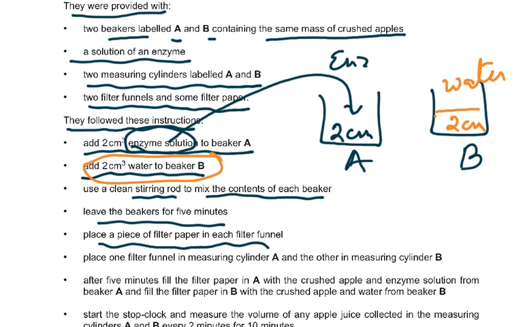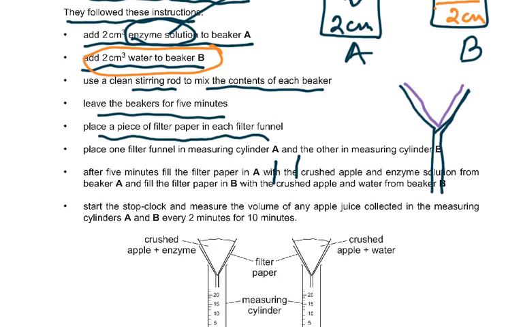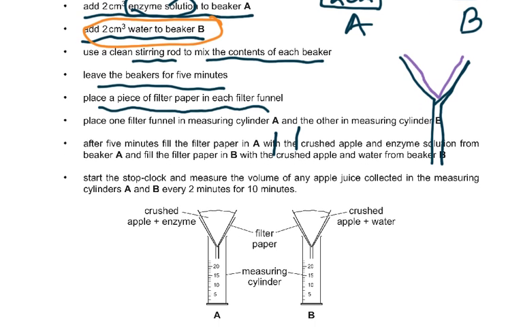Place a piece of filter paper in each filter funnel. So you take a filter paper and you put it here in the funnel. And now this is the funnel here, and you've added the filter paper. Place one filter funnel in measuring cylinder A and the other in measuring cylinder B. So we've got this here, you see a picture of it. After 5 minutes, fill the filter paper in A with the crushed apple and enzyme solution from beaker A, and fill the filter paper in B with the crushed apple and water from the beaker.